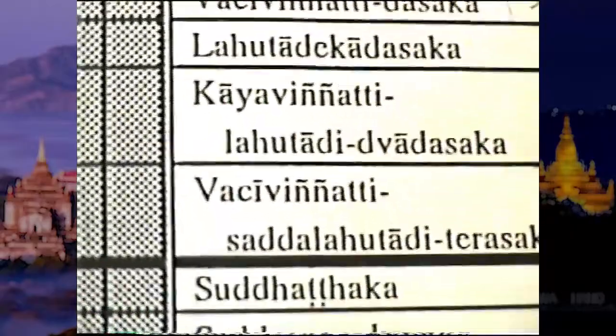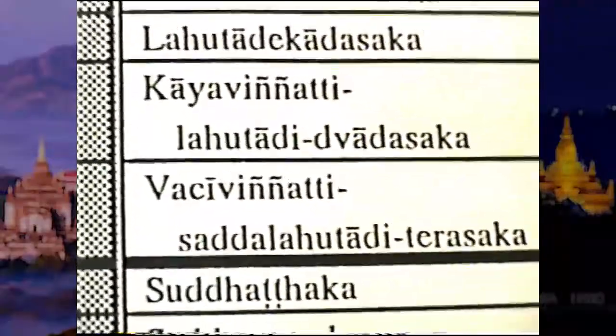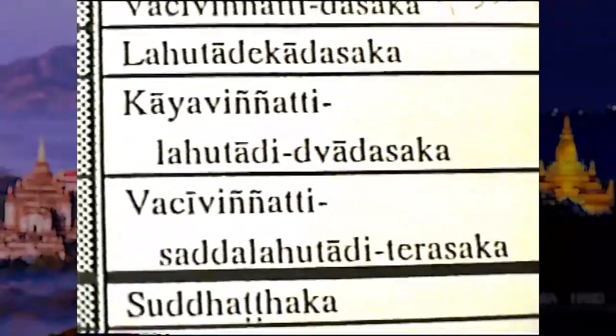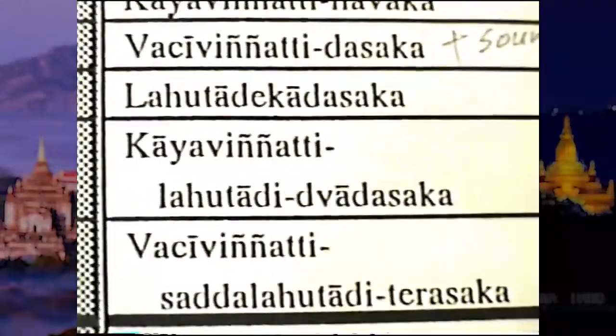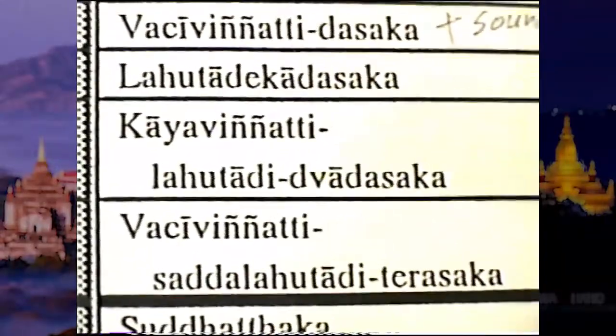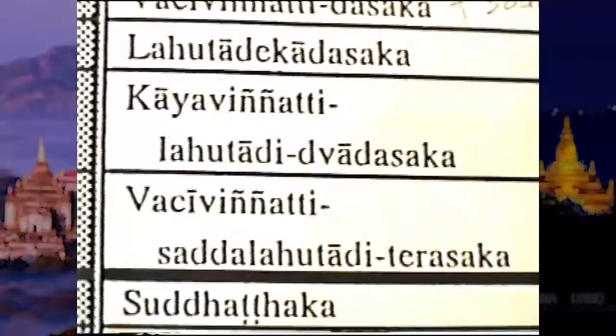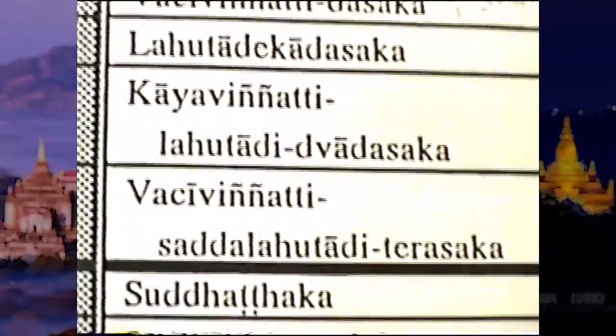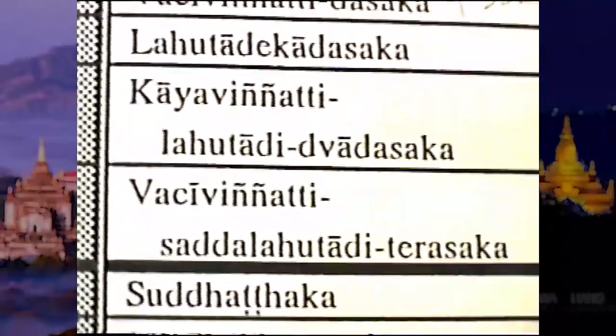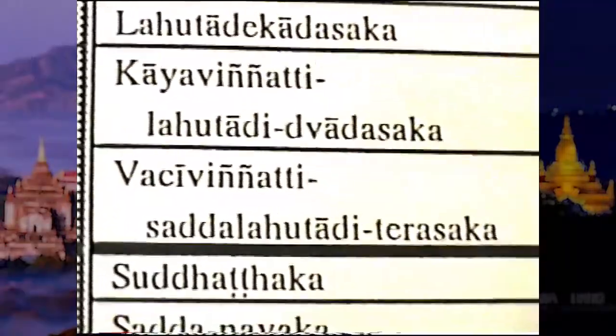The last one is still a long name. Vachi Vinyati Saddha Lahuta Di Terasaka. Now here Saddha is used. So here Vachi Vinyati 1, Saddha 1, Lahuta Di 3. So altogether 5, right? Vachi Vinyati, Saddha and Lahuta Di 3, 5. 5 plus the 8, so 13. 13 is called Terasa in Pali. So Vachi Vinyati, Saddha, Lahuta Di, Terasaka.